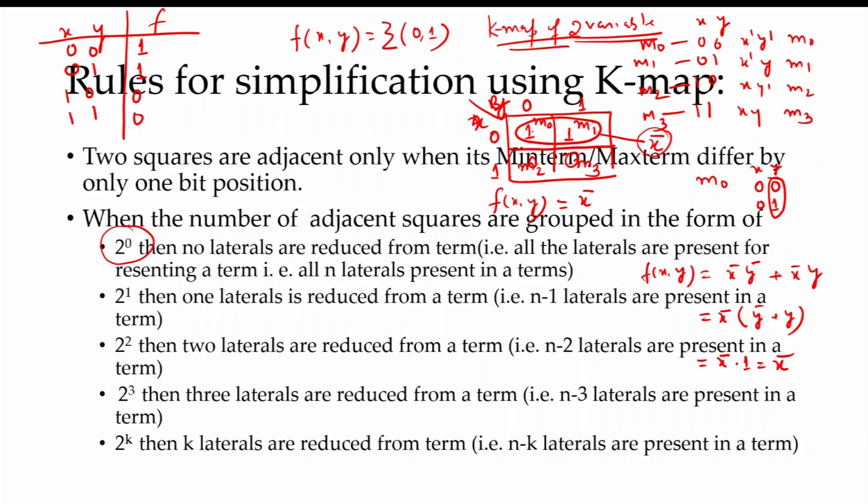Here we see that since we form a group of 2 squares, this means 2 to the power 1, that means 1 literal is reduced. Similarly, when we make a group of 2 to the power 0, meaning a single square, it cannot be grouped with any other squares of the table whose values are 1. This means we can form only a single-square group, and in that case no literals are reduced from the term or min term, meaning all the literals are present to represent that term.